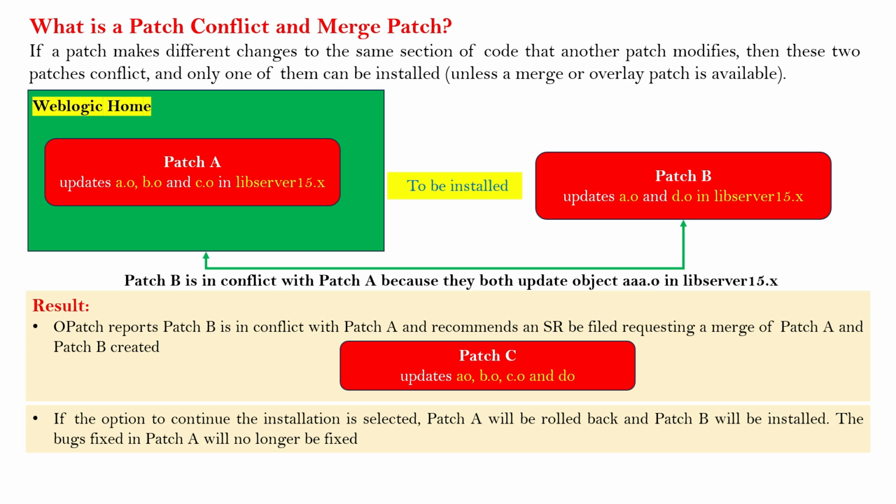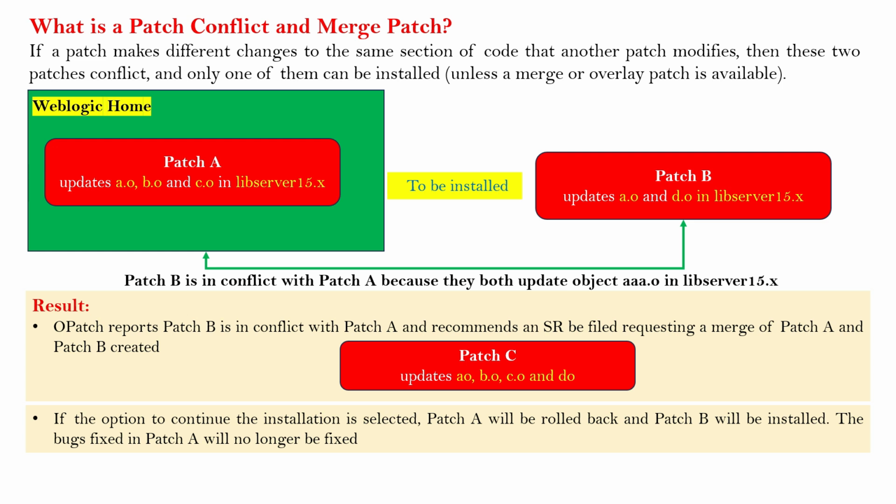So now what will happen in that case, if you roll back patch A, then B.O and C.O bug fixes will be removed because you have removed patch A. And in patch B, you have only A.O and D.O. So that means the only bug fixes that will be available in your system will be for the A.O and D.O part of the code, but B.O and C.O will be removed because you removed patch A before applying patch B, right? So in that scenario, you always recommend going with Oracle Support and getting a merge patch so that all the bug fixes will be there in your system.